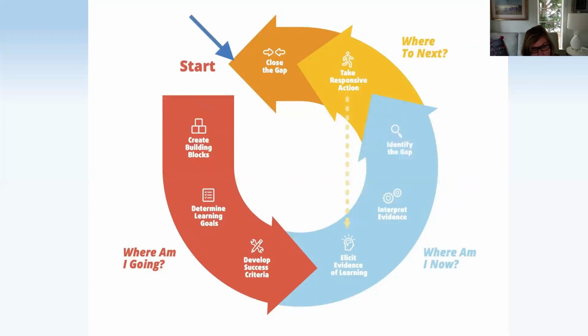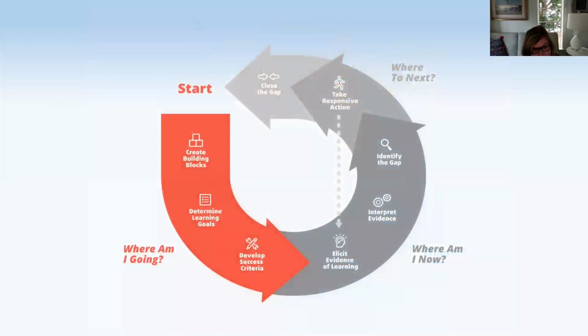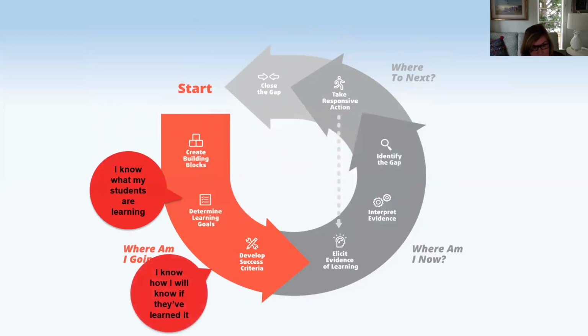So if we look at the first question, where am I going? We can see that from building blocks, those are the incremental steps from one standard to another standard, we can determine the learning goals for the lesson. What are the students going to learn? So the question there is, what are they going to learn, and how will they know if they've learned it? How will I as a teacher know? And then the success criteria are those indicators of performance. How will I know, and how will the students know if they've learned what I wanted them to learn?